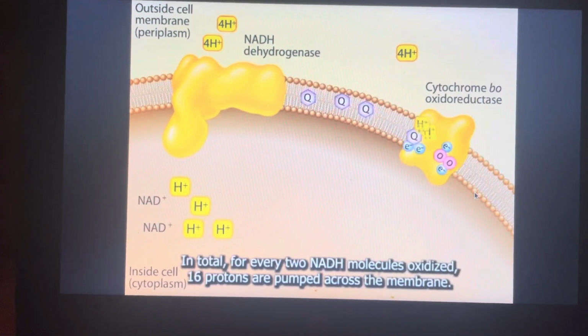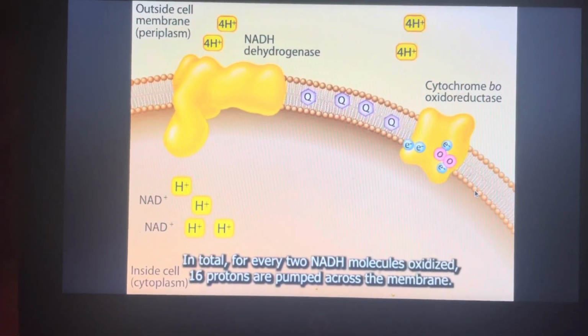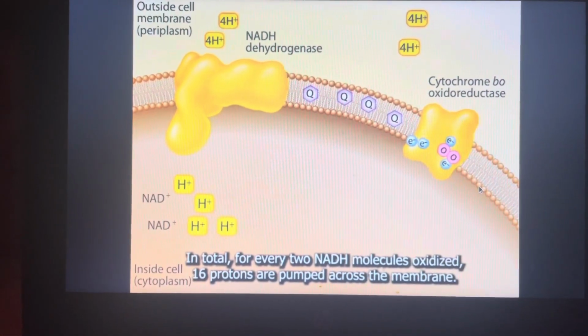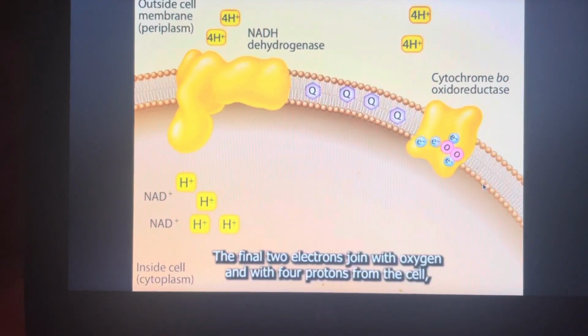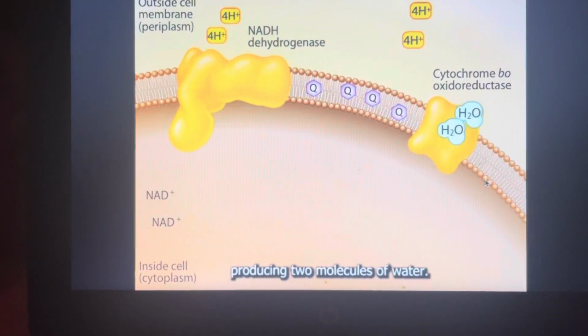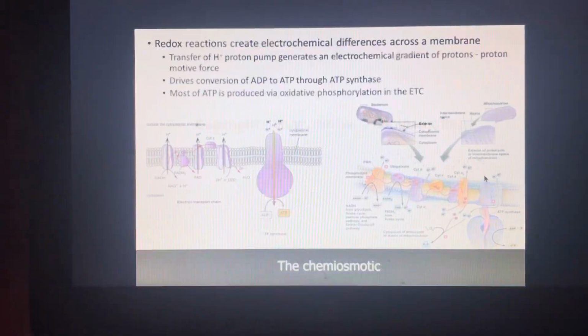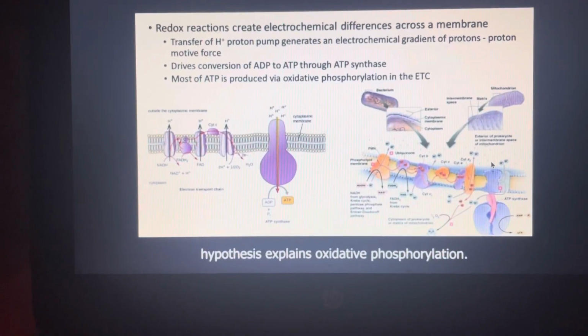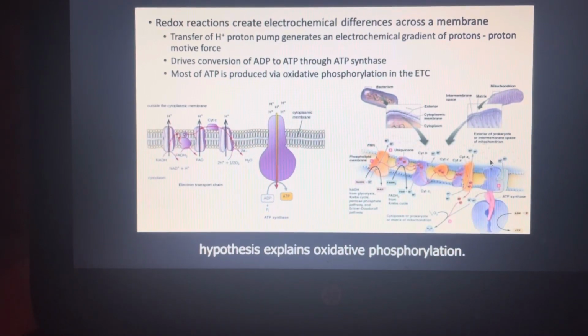In total, for every 2 NADH molecules oxidized, 16 protons are pumped across the membrane. The final 2 electrons join with oxygen and with 4 protons from the cell, producing 2 molecules of water. The chemiosmotic hypothesis explains oxidative phosphorylation.